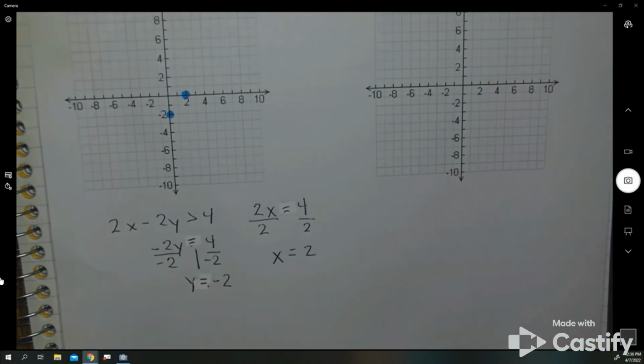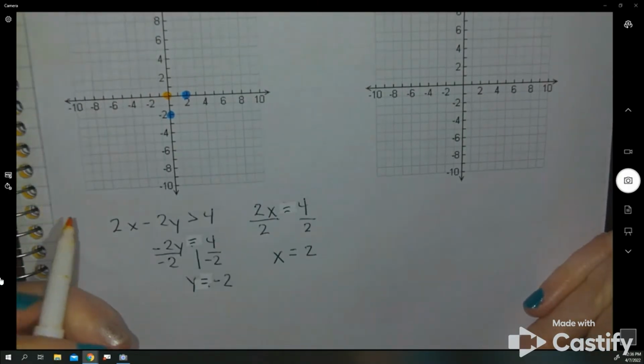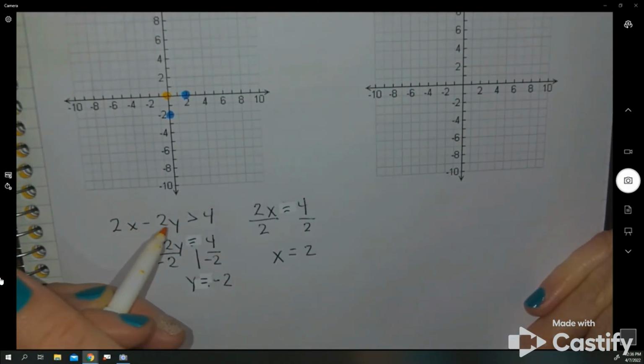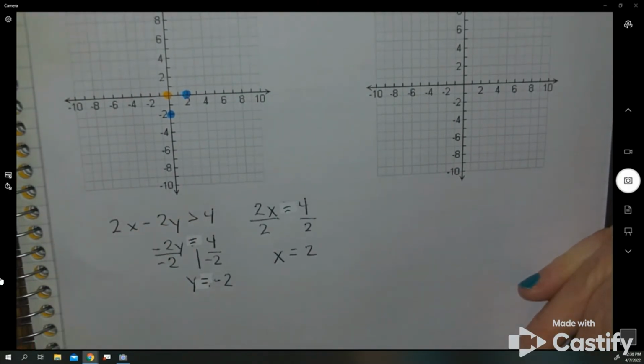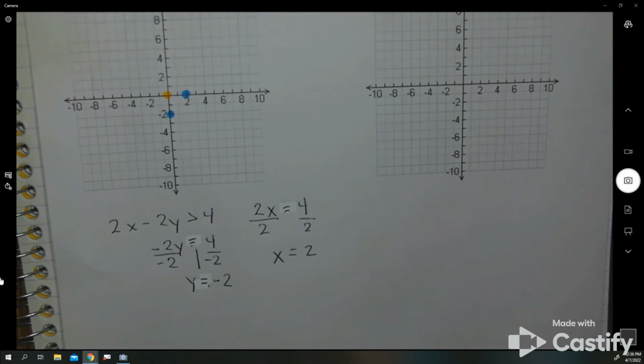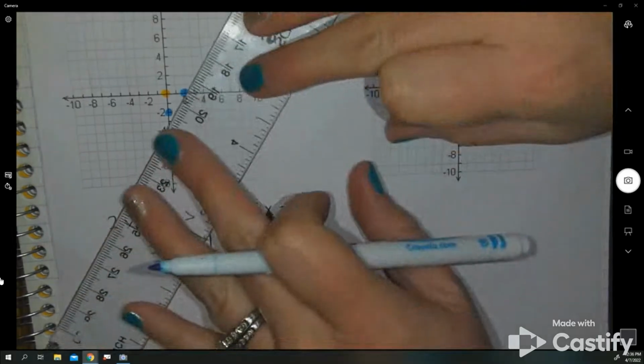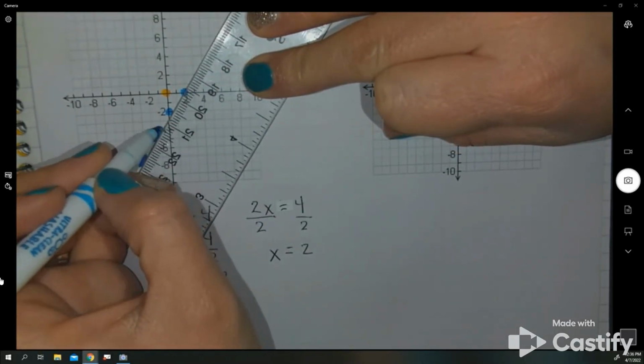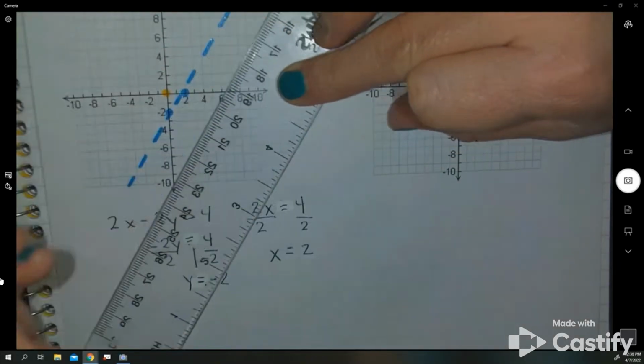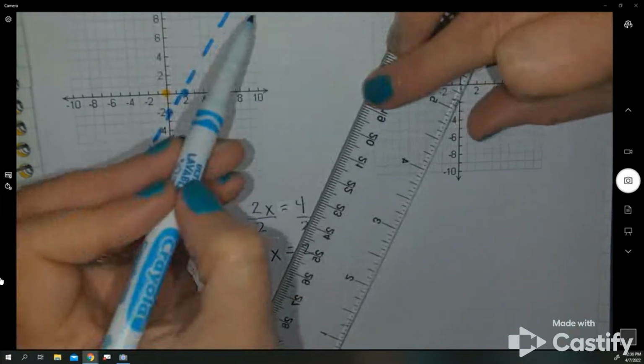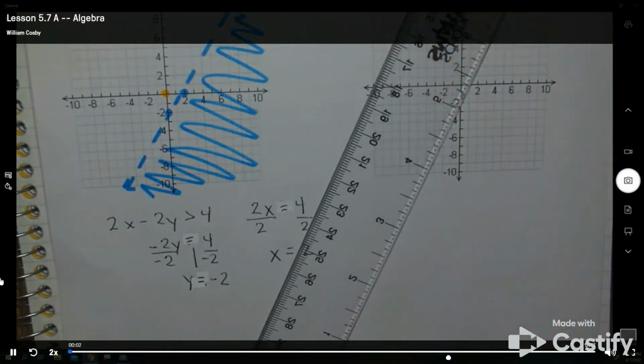Let's test point 0, 0, like we've done in the past. All right, so 2 times 0 is 0. 2 times 0 is 0. 0 minus 0 is 0. Is 0 greater than 4? No, it's not. Therefore, we have to shade away from that point 0, 0. So let's get our dashed line on here. And again, use up as much of the graph space as you can so that you can see the full range of your solutions. And then it's everything underneath the line over here, away from 0, 0.